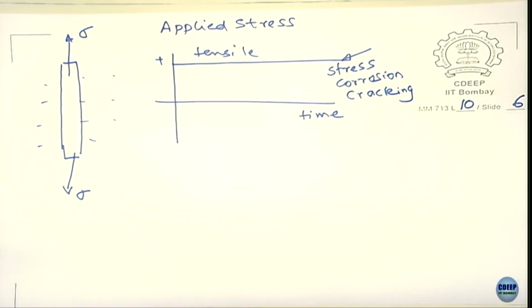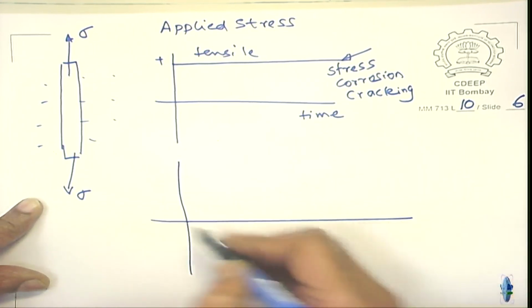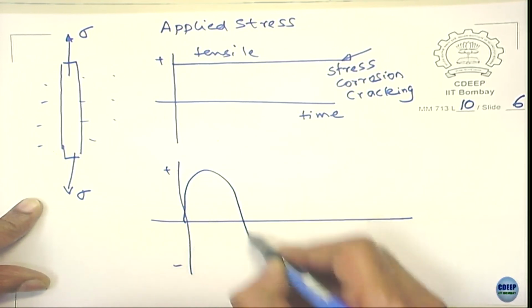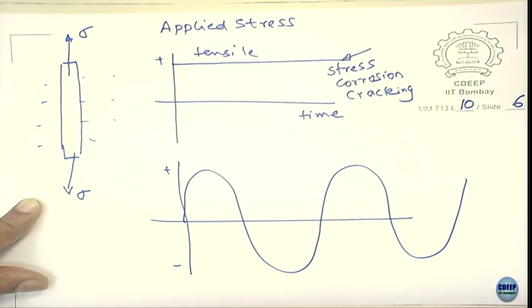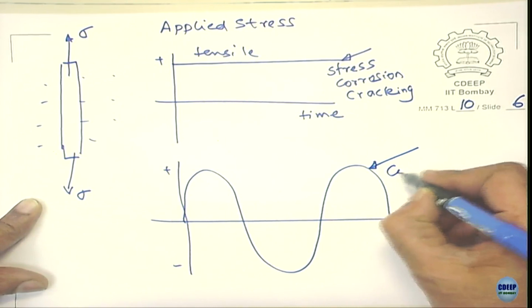Very prevalent in industries. I can have a stress which can be alternating stress. It can be tensile, it can be compressive, it can happen like this, or it can be tensile. And such kind of problems lead to corrosion fatigue.